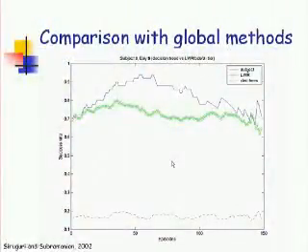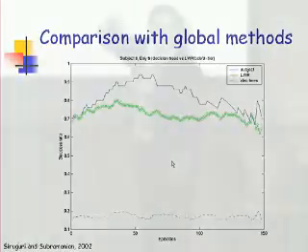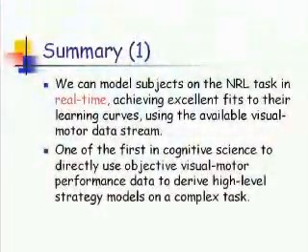The graph I would have shown you is the subject's behavior on the 5th day. And we match it pretty close. And those 10 episodes that I showed you were just a fraction, from the first 10, where you can see the fit is particularly good. So we can model subjects on this task in real time. The Navy was very pleased with it because they had invested about 10 years worth of money with the cognitive scientists trying to do this. And it's probably one of the first in cognitive science to directly use objective visual motor performance data to derive these high-level strategy models on a complex task.